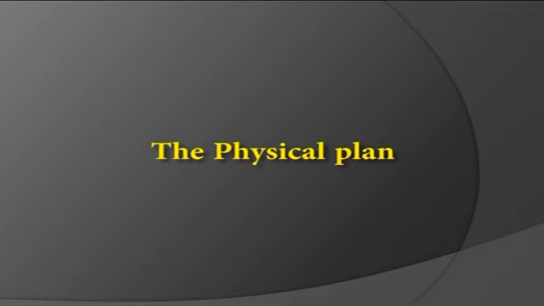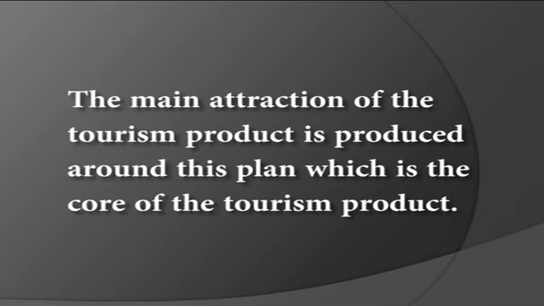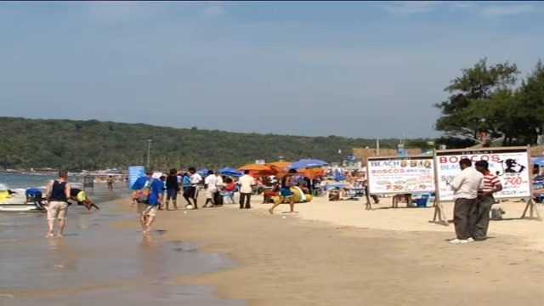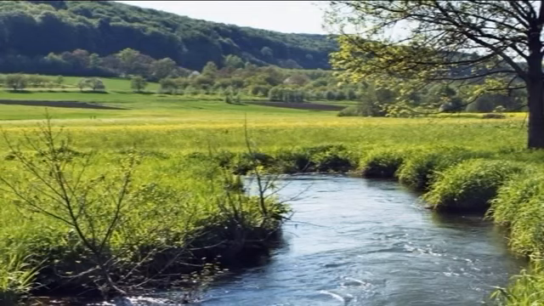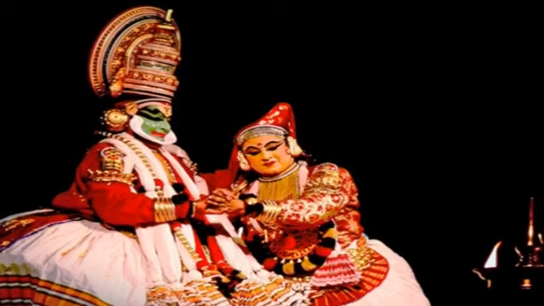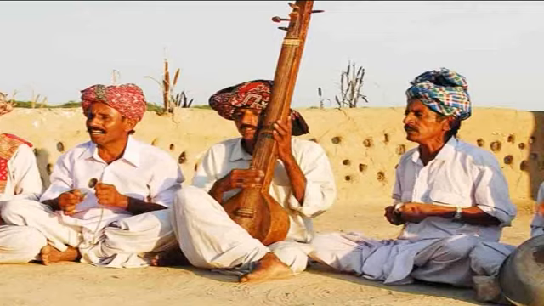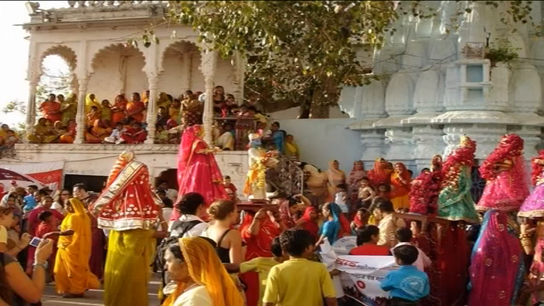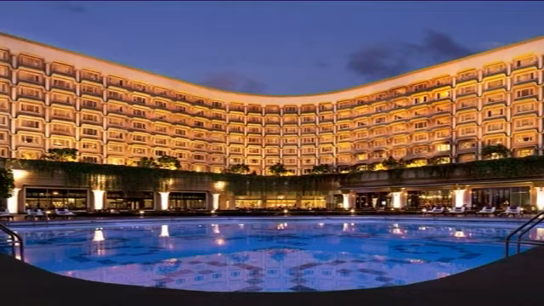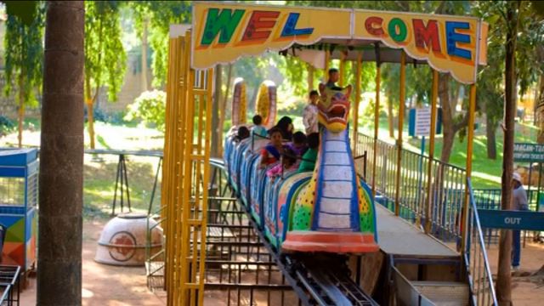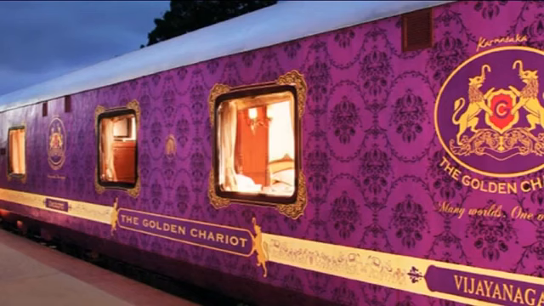The physical plant. The main attraction of the tourism product is produced around this plant, which is the core of the tourism product. It may be a natural physical plant such as a beach, a hill or a river, cultural themes such as a dance form, music, or festival, or facilities such as a hotel, a theme park, a convention center or a luxury train.